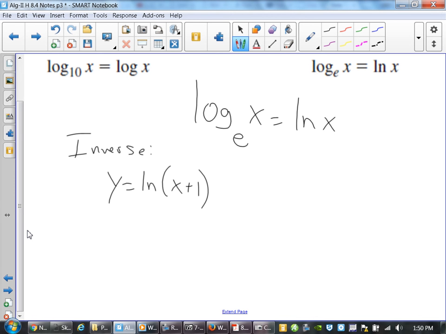Now, if I want to find an inverse, when we did this before, all we did was flip-flop x and y and resolve. Remember that? You do the exact same thing with natural logarithms. So flip-flop x and y. We're going to get x equals the natural log of y plus 1.